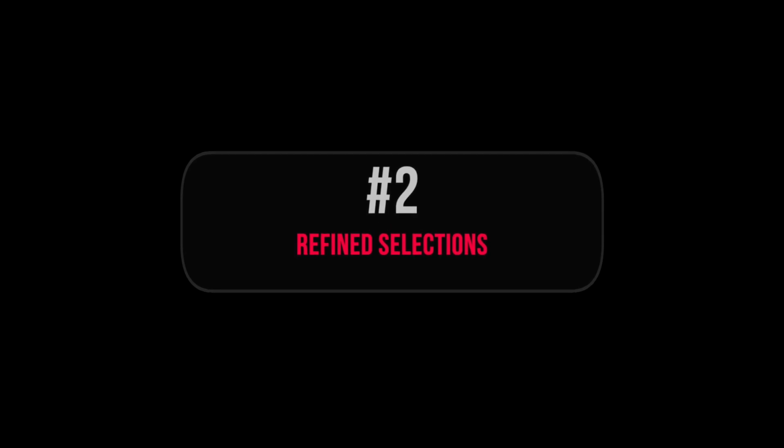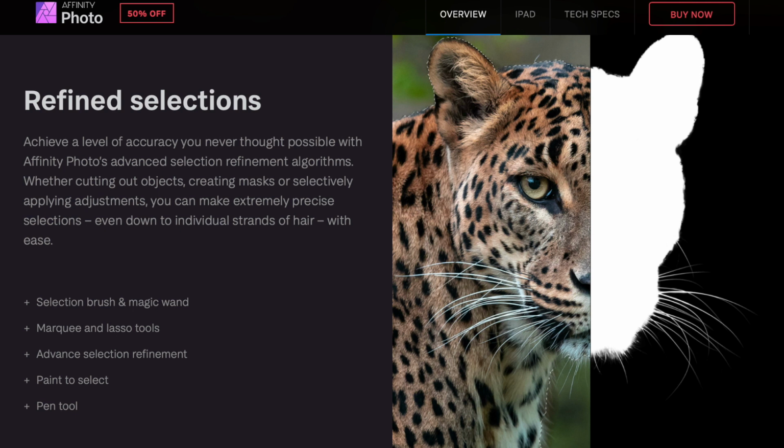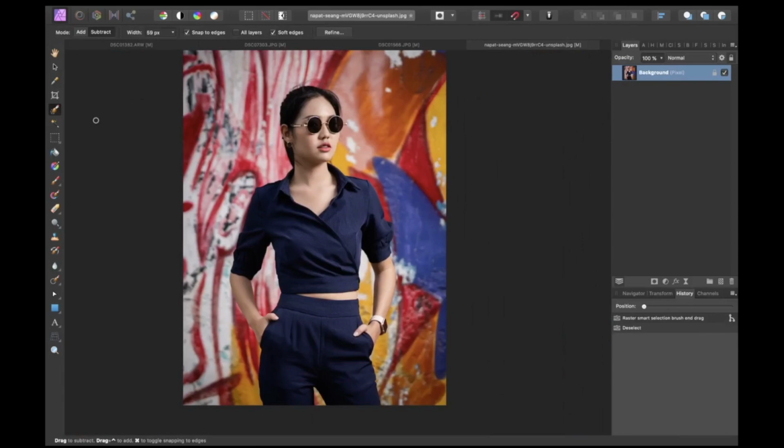Number 2. Refined selections. Similar to adjustment layers, selections also allow local adjustments to be made on an image. Affinity Photo has a wide variety of selection tools, but I'll demonstrate the most handy, which is the selection brush tool. To demonstrate selections, we're going to blur the background and give it that bokeh effect, and that'll give us a chance to demonstrate some of Affinity Photo's selection tools.